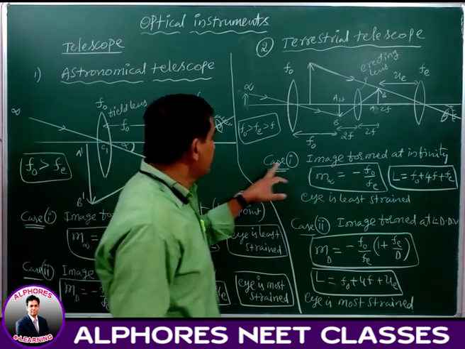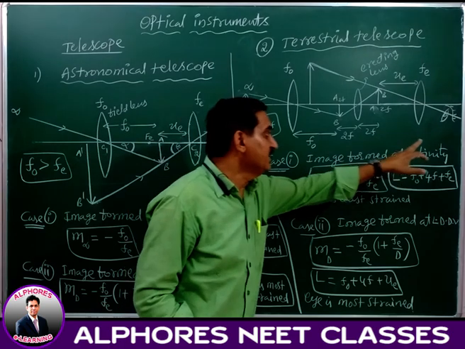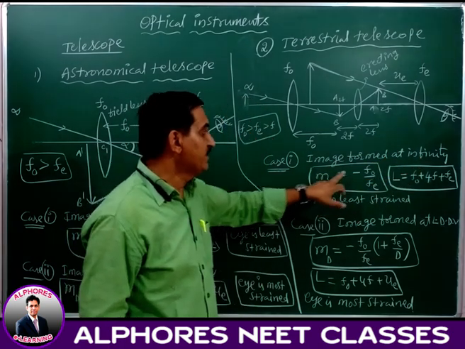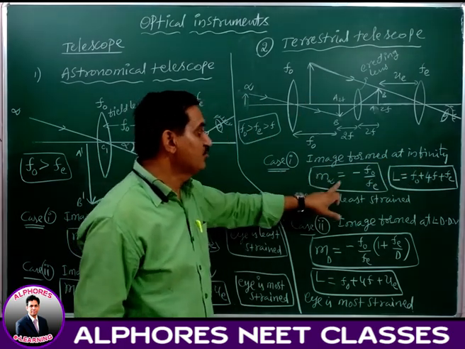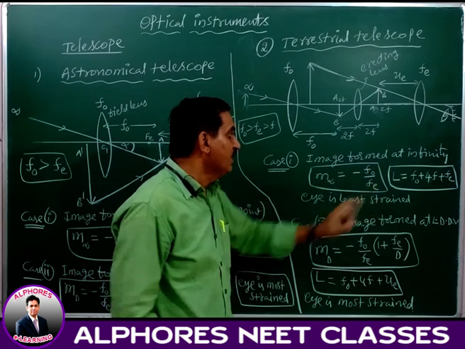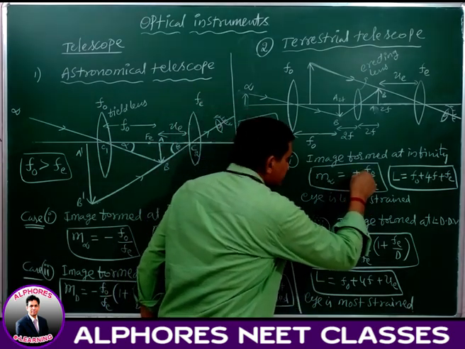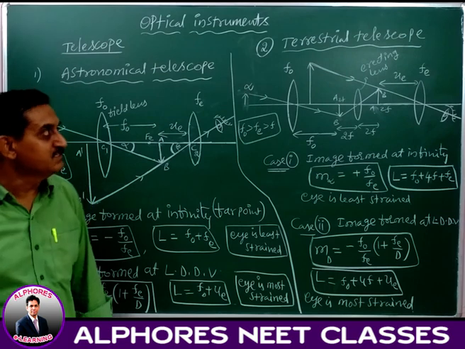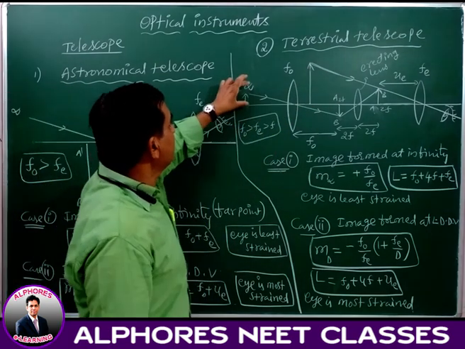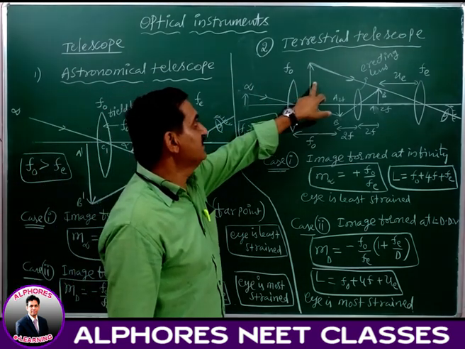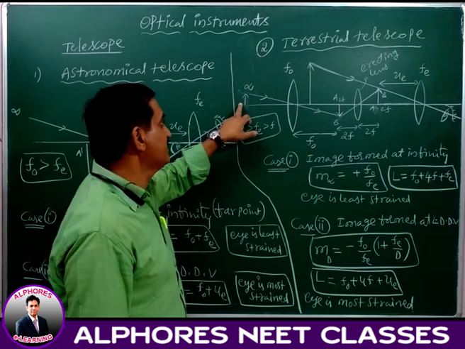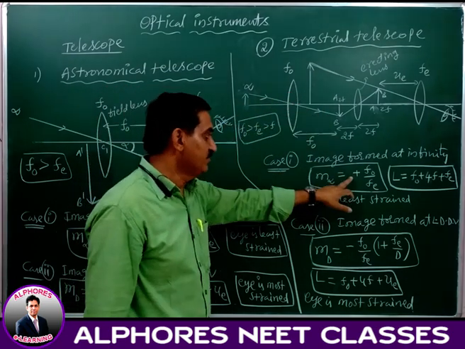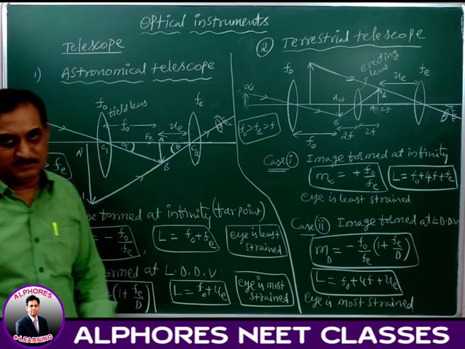And everything here, case 1, image formed at infinity: the magnifying power of the terrestrial telescope is f0 by fe. Of course, here this is plus. Why? Because this is the erected image. Comparing the final image with the object, this is erected. Therefore, the magnification is positive.